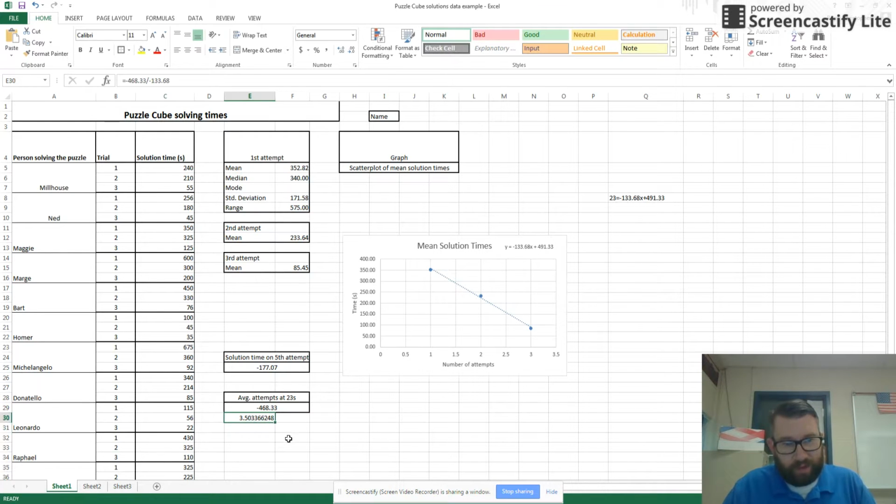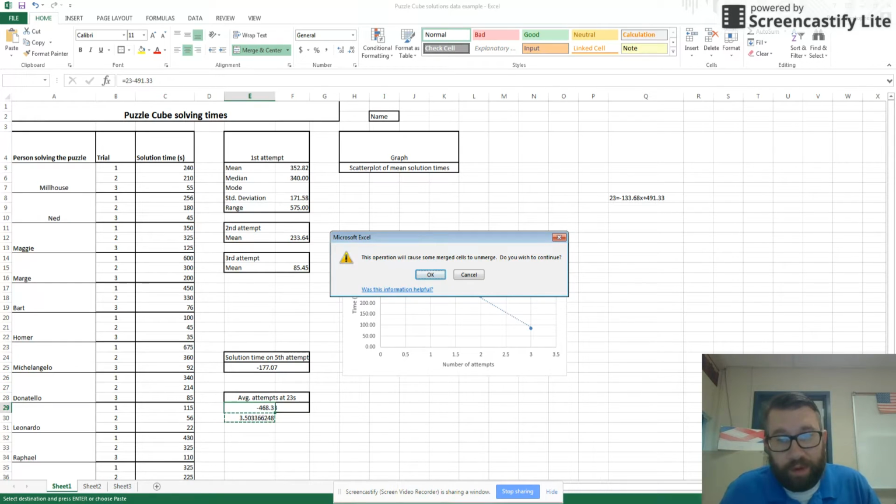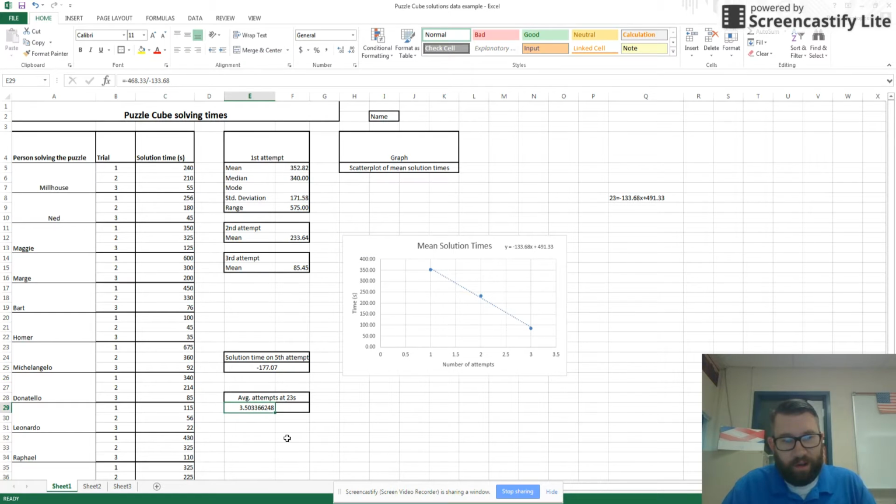Okay, and I get this long decimal of 3.503366248. So what this is telling us is that it takes a person an average of 3.5 attempts to solve my puzzle in 23 seconds. So I actually want that in this box. So I can hit Control X, and that is going to cut that cell. And if I click on the cell where I want it and hit Control V, it will copy over some of the data. Operation will cause some merge cells to unmerge. That's fine. Okay, so there's my answer of average attempts.